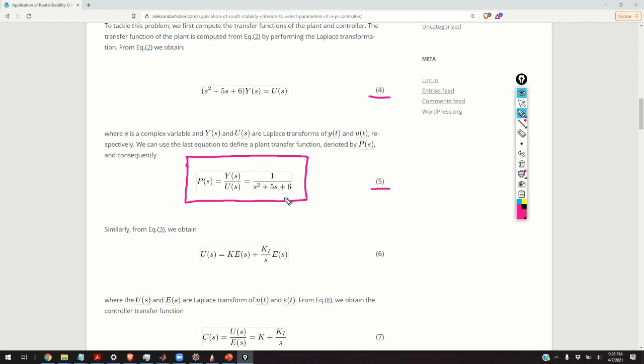So Y of s over U of s is 1 over s squared plus 5s plus 6. Similarly, if we apply the Laplace transform to our PI control equation, proportional integral, we obtain equation 6. And from equation 6, we can obtain equation 7 that represents the transfer function of our controller. So the controller takes as an input the error and computes the control signal u, and its transfer function is given by K plus Ki over s.